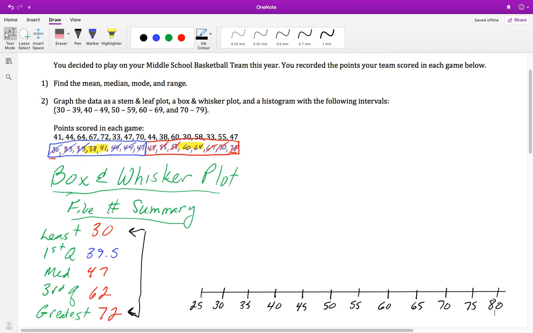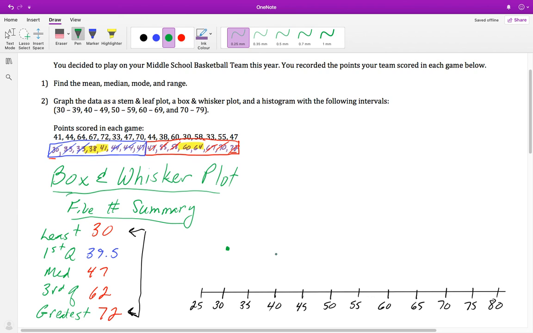All right, so I decided to count in fives. So I went ahead and put 25 to 80 on the number line. And now I just need to go ahead and plot every single one of these points. So 30, I'm going to go ahead and plot 30. Remember, we're leaving a space in between the number line and the point that we're plotting because we're actually going to draw the boxes here. So if you put them on the number line, you're not going to be able to see your box and whisker, so make sure you're putting it above.